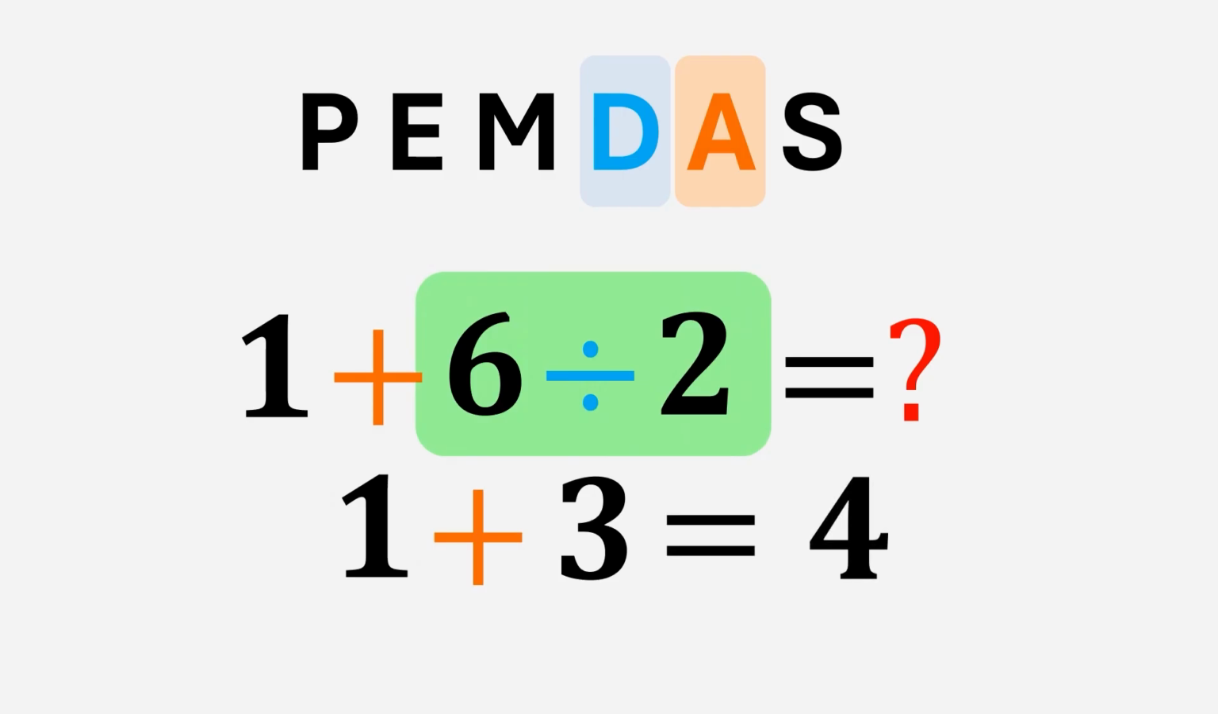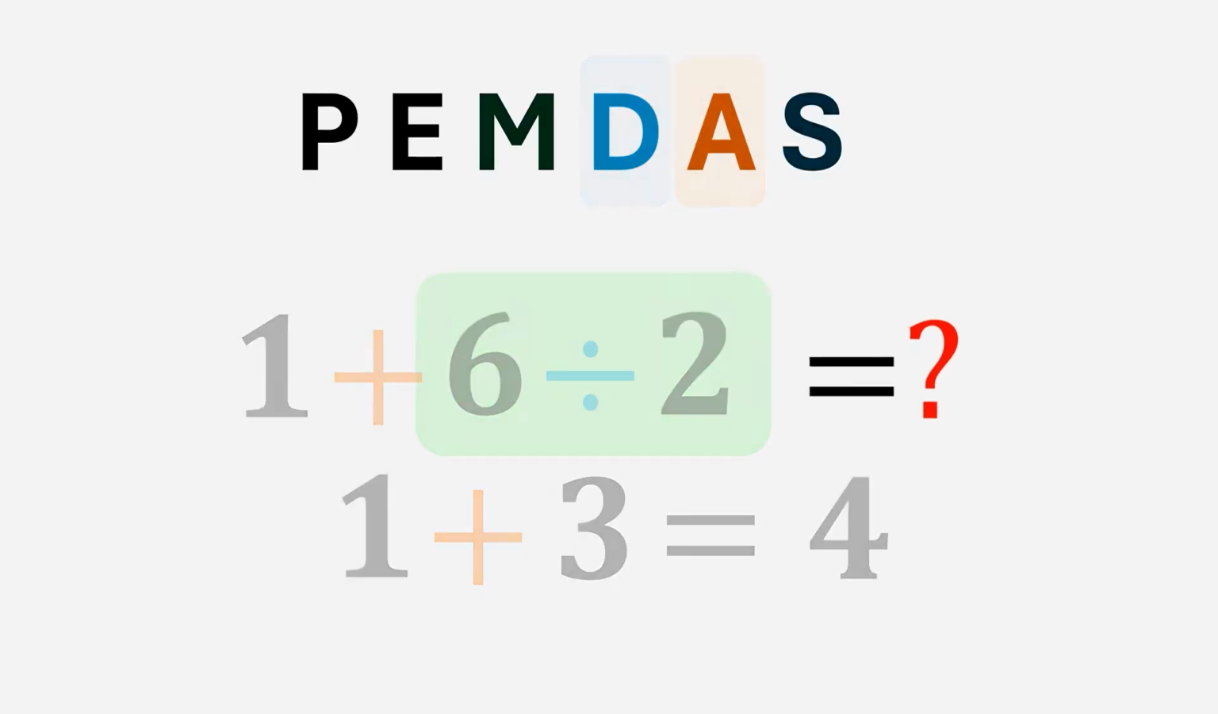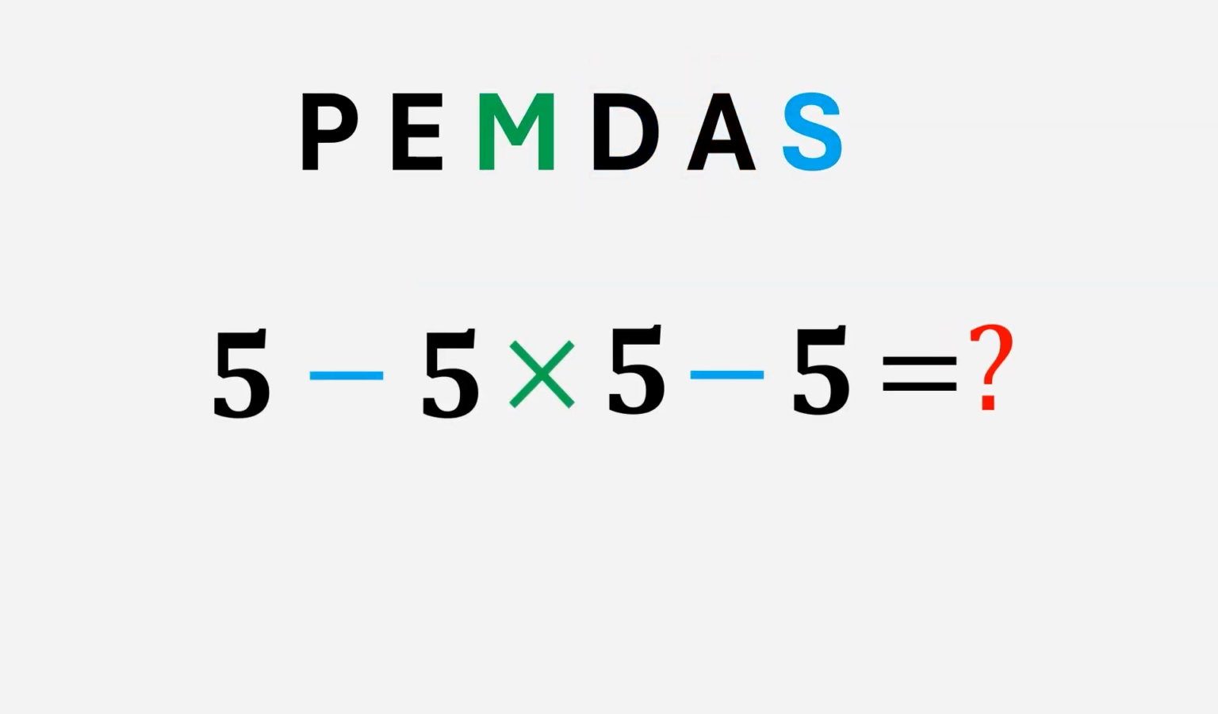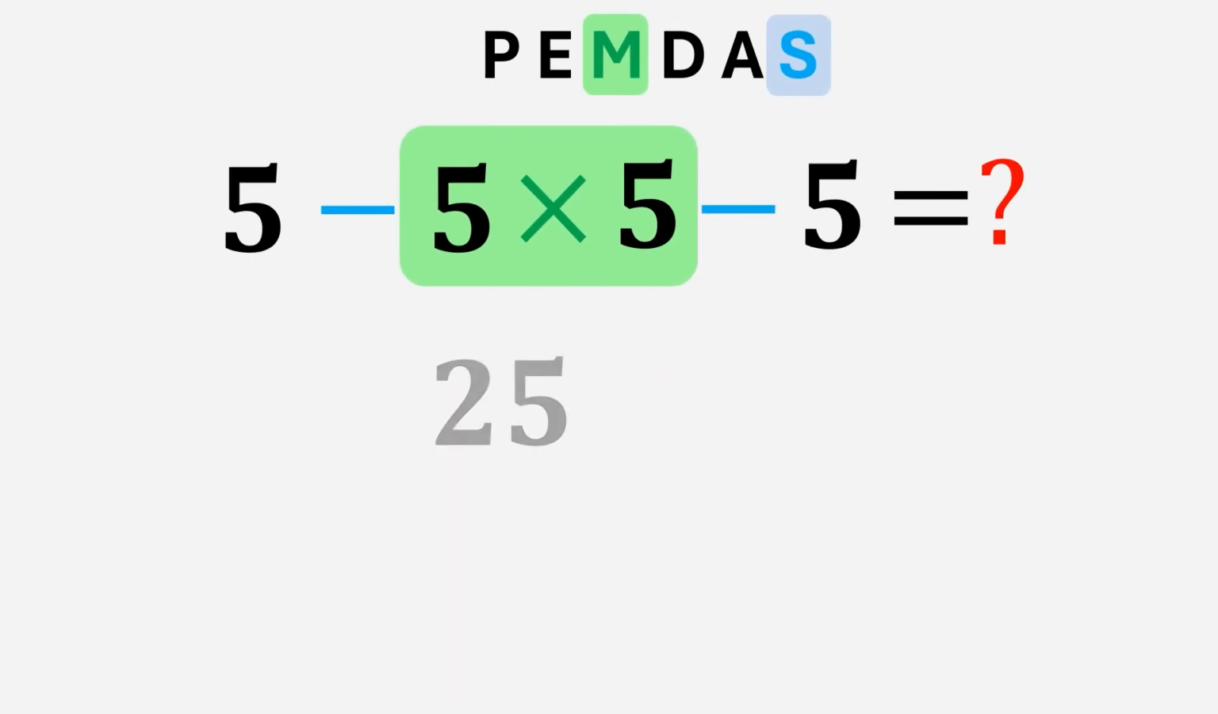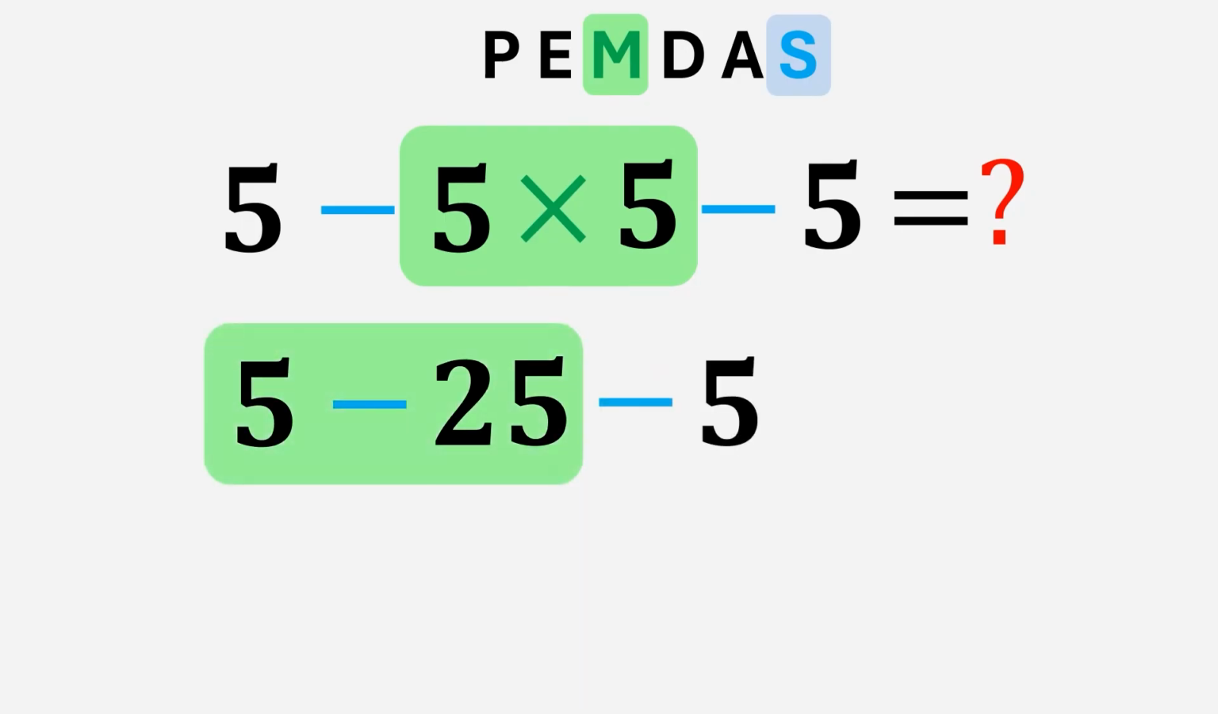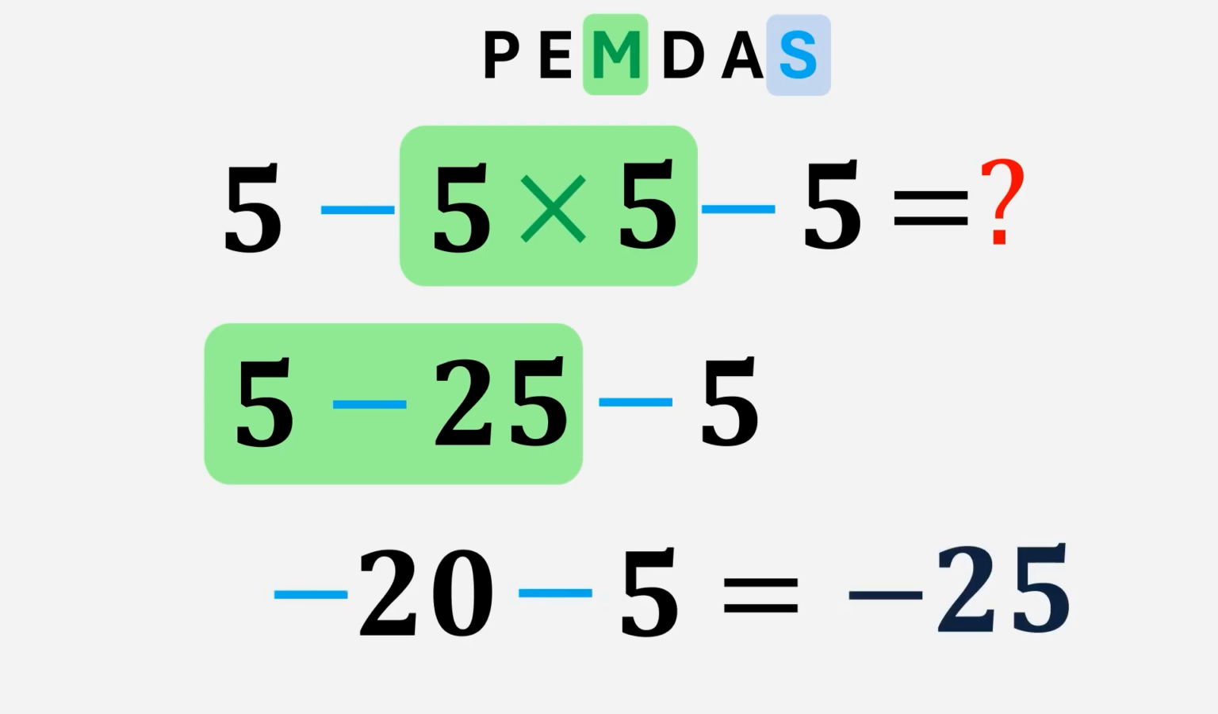Let's apply PEMDAS to our original problem. We see both subtraction and multiplication. If we check our PEMDAS checklist, multiplication comes before subtraction. That means we must do the 5 times 5 first. 5 times 5 is 25. Now we handle subtraction. 5 minus 25, it gives us negative 20. Now for the last part, negative 20 minus 5, which is simply negative 25.